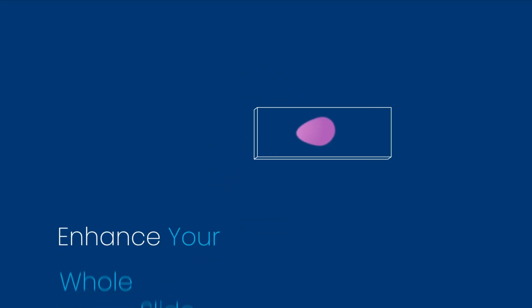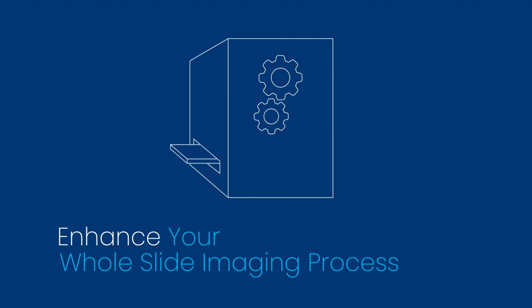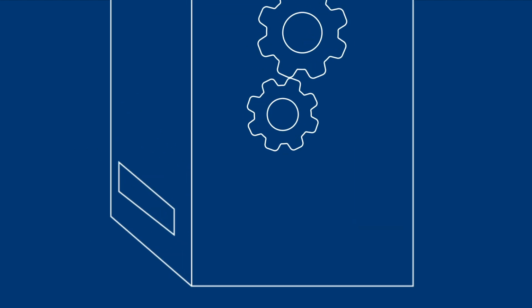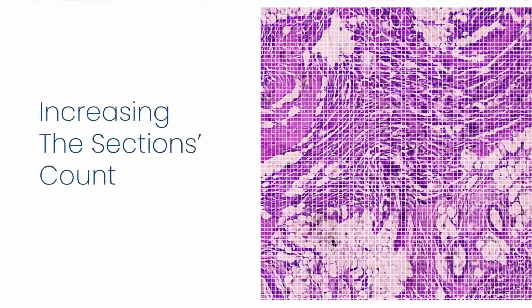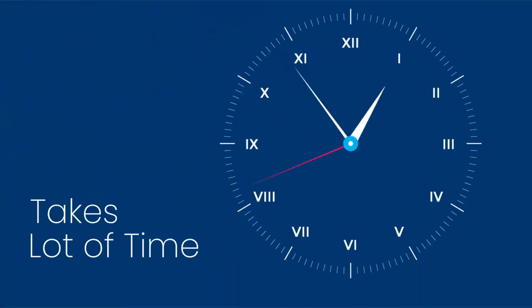Are you looking to enhance your whole slide imaging process? Then this video is for you. In whole slide imaging, slides are viewed as tiny sections by a microscopic camera. Low-resolution cameras capture smaller sections, increasing the sections count. This takes a lot of time and provides low-quality images.